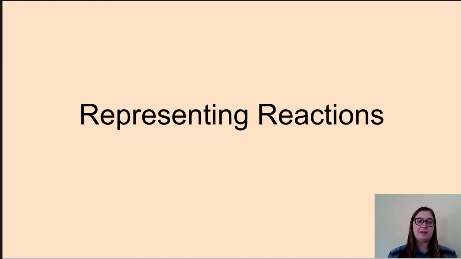Today we are continuing with the chemical reactions topic, and this is lesson 4, representing reactions. I'm now going to disappear from the corner so that you can see the full image of the slides.